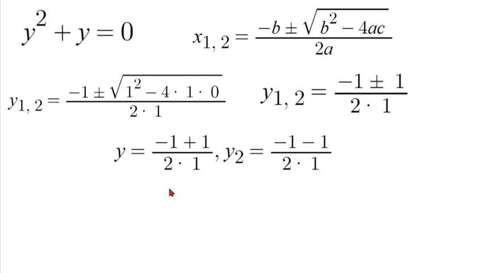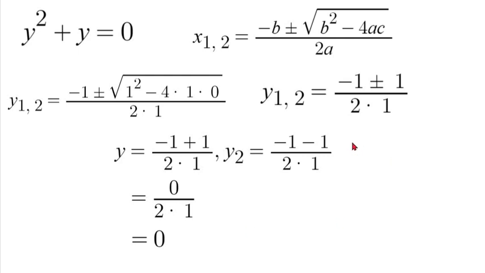Now, in order to solve for y, all we need to do is simplify each of these fractions. So this left one, a negative 1 plus a positive 1 would be 0, so it would be 0 over 2. And 0 over 2, or 2 times 1, is 0. So one of our possible answers is 0.